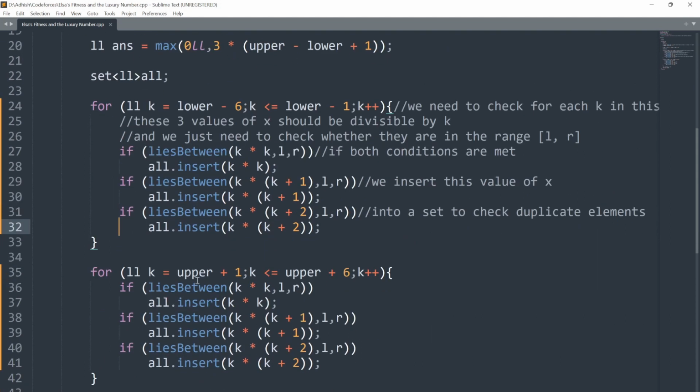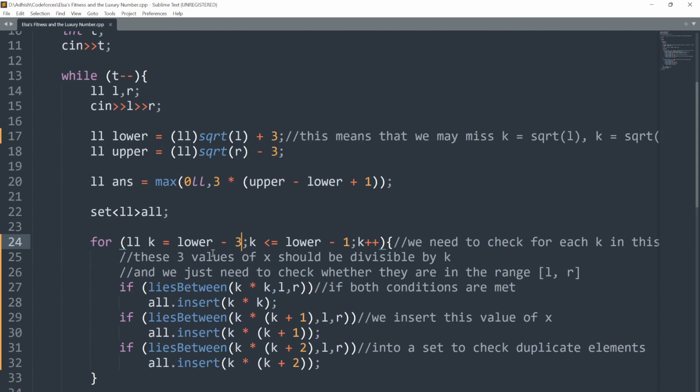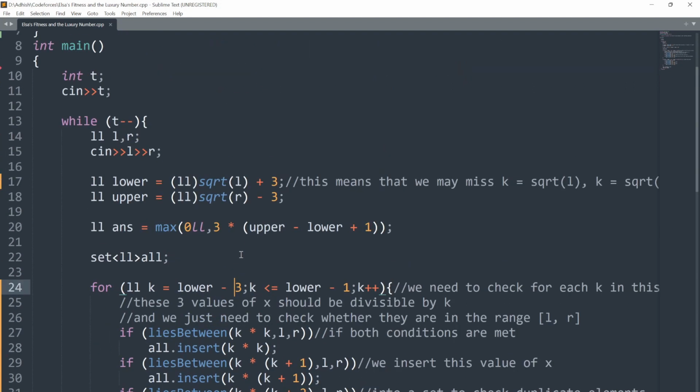Now for all values greater than upper, so for all k greater than upper, up till some reasonable value, so this could be upper plus 3 as well. It doesn't really matter what these values are, as long as they are big enough. 3 to 5 to 10 should be enough. Basically we are ensuring that all the borders are accurately scanned.